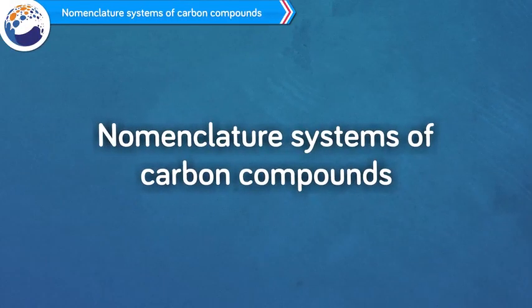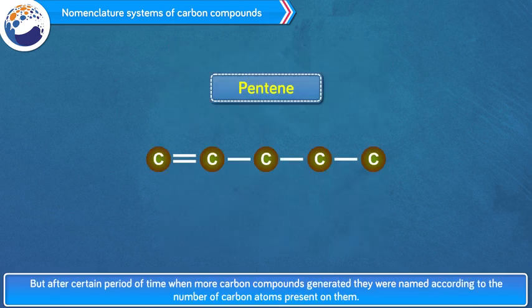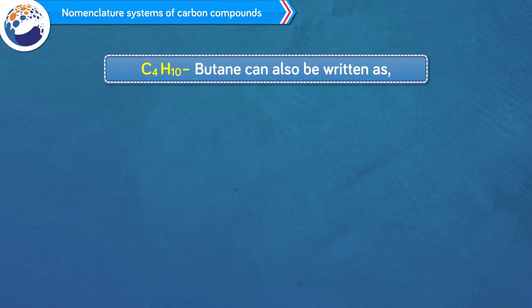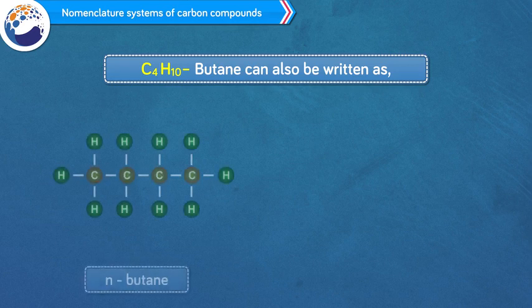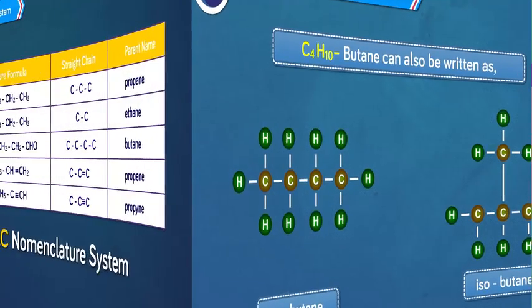Nomenclature systems of carbon compounds. Initially, when fewer carbon compounds were known, they were named randomly, for example, methane, ethane. But after a certain period of time, when more carbon compounds were generated, they were named according to the number of carbon atoms present in them. For example, pentane has 5 carbon atoms. C4H10, butane, can also be written as n-butane, that is normal butane, and i-butane, that is isobutane, depending upon their straight and branched chain structure.